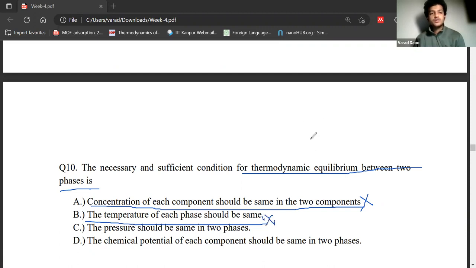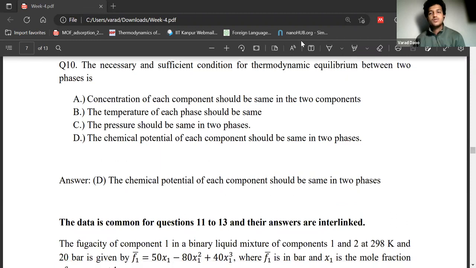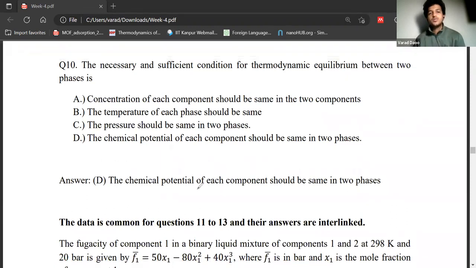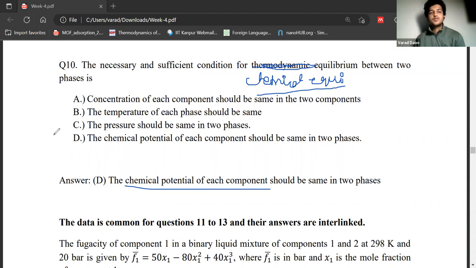So it's not thermodynamic, it's chemical equilibrium. The question is chemical equilibrium between two phases. Should the pressure be the same in the two phases? No. The chemical potential, yes, because chemical potential will translate into fugacity, and we know that fugacity has to be the same. So here instead of thermodynamic, it is chemical equilibrium. The correct answer is option D.